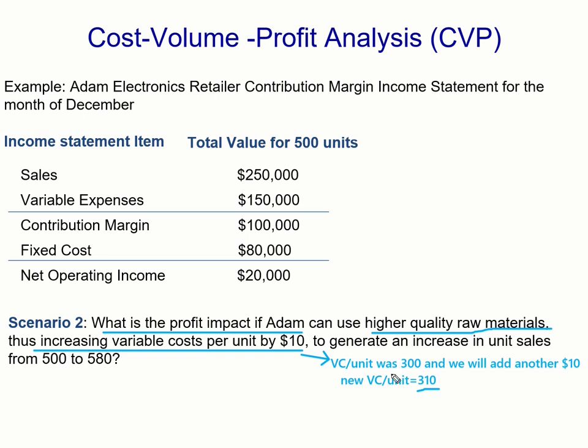And as a result, this additional feature is going to give us an additional 80 units in sales. Should we undertake this option or should we pass? That's the question.